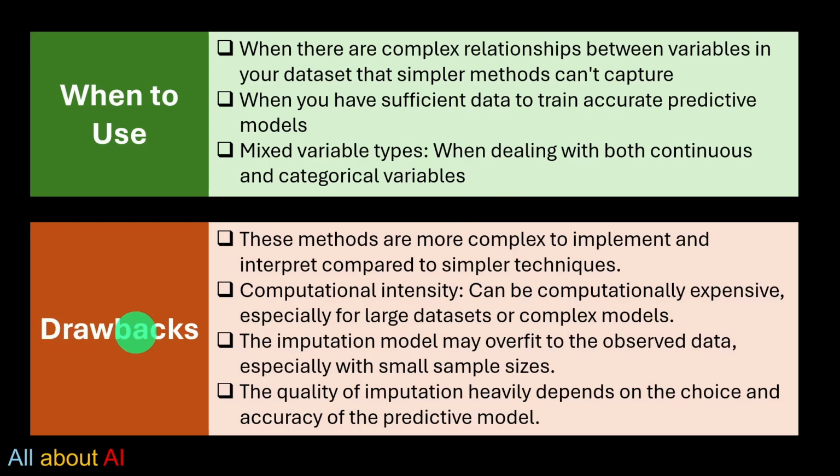In terms of drawbacks, these methods are more complex to implement and interpret compared to simple techniques. Computational intensity: all this requires more computational power, and it becomes especially challenging for large datasets. The imputation models may overfit to the observed data for small sample sizes. The quality of imputation heavily depends on the choice of model and the accuracy of the predictive model. Let's go through a code sample for all these 4 methods.